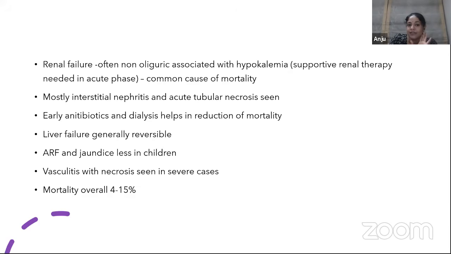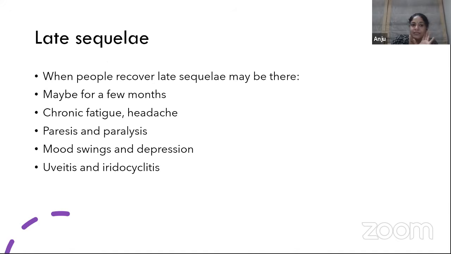Mostly it is interstitial nephritis and acute tubular necrosis that is seen. Early antibiotics and dialysis have been shown to help in the reduction of mortality. Liver failure is generally reversible. ARF and jaundice are less common in children than in adults. Vasculitis with necrosis is also reported in severe cases. The overall mortality in Kerala is around 4 to 15%.